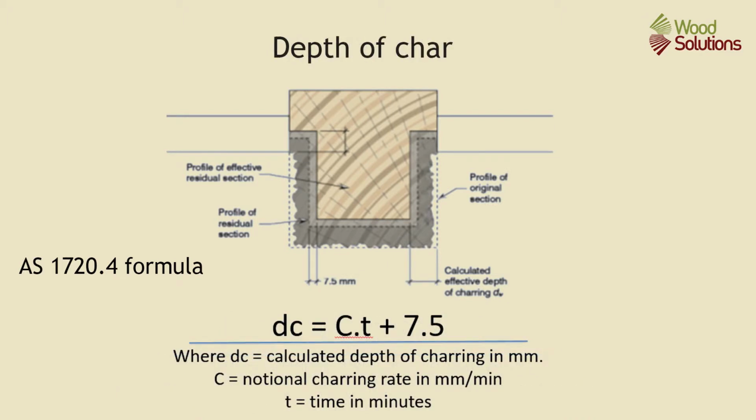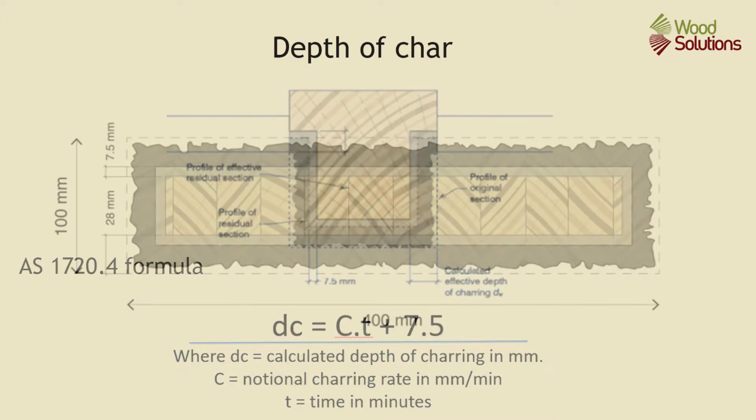The depth of charring on an element after a particular time can also be calculated. So the calculated depth of charring in millimetres equals the charring rate multiplied by the time in minutes plus 7.5 millimetres. So let's look at an example of this in practice.